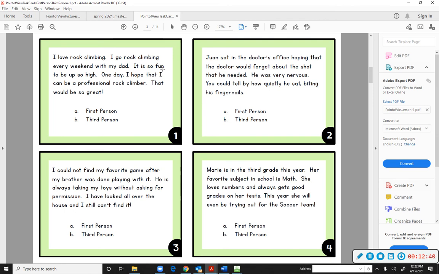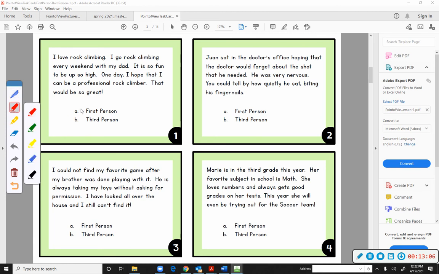Number 1 says, I love rock climbing. I go rock climbing every weekend with my dad. It is so fun to be up so high. One day, I hope that I can be a professional rock climber. That would be so great. So do you think that's first or third person? First. Good. So we would circle that on your task card. On Seesaw, you were going to choose A for that one. Those of you in class, you're going to be writing your answer on your little recording sheet that just has the boxes and the numbers.